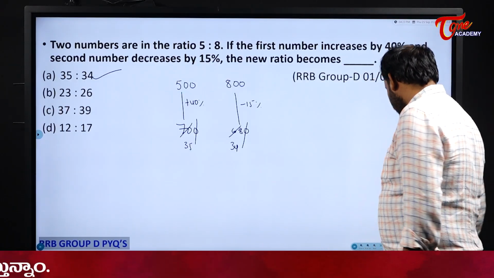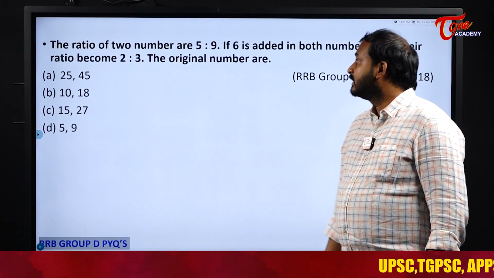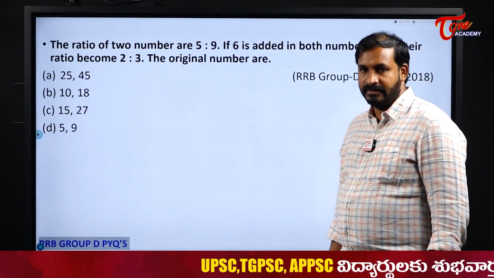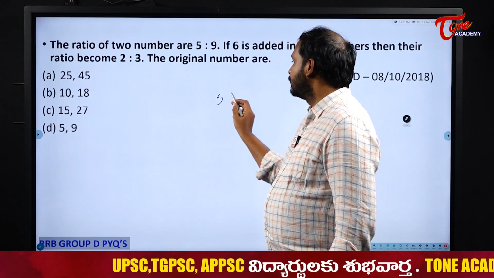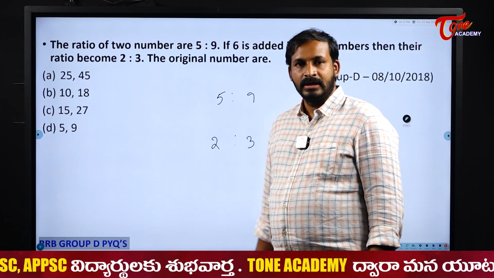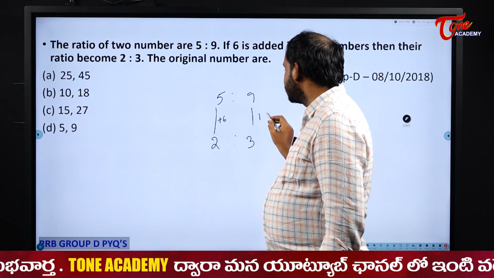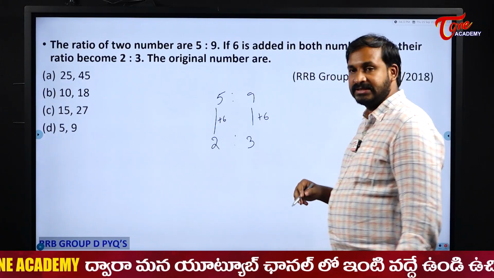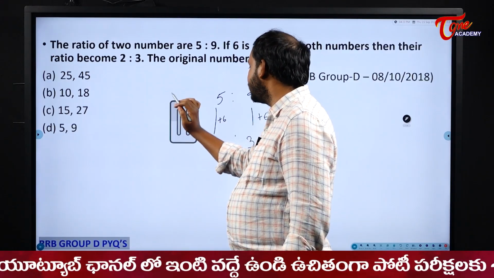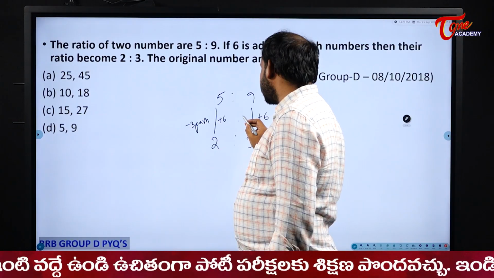Understood? Next one. The ratio of two numbers is 5:9. If 6 is added to both the numbers, then the ratio becomes 2:3. What are the original numbers? Now see here, students, 5:9 and 2:3. Both the numbers are added with +6. But when it comes to the parts, one decreased by 3 parts, and the other decreased by 6 parts.